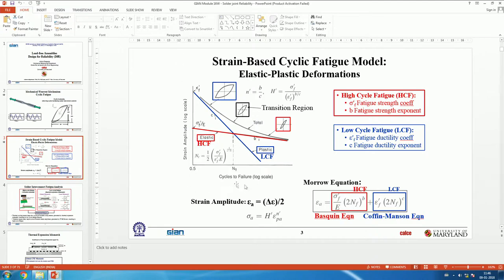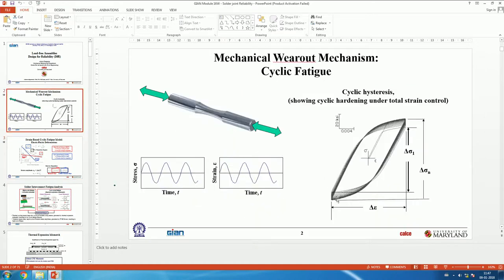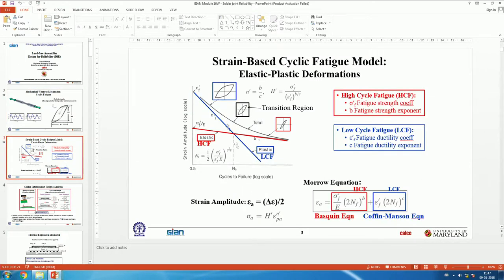These plots, by the way, are on log-log scales. Okay, cycles to failure on a log scale, strain amplitude on a log scale. And by strain amplitude, we mean this. This delta epsilon is the strain amplitude. Okay, so these two asymptotes are straight lines on a log-log scale. So a straight line on a log scale is what kind of a mathematical function?